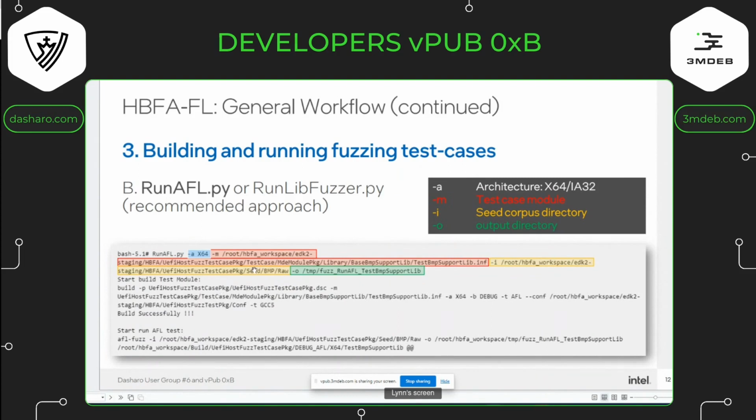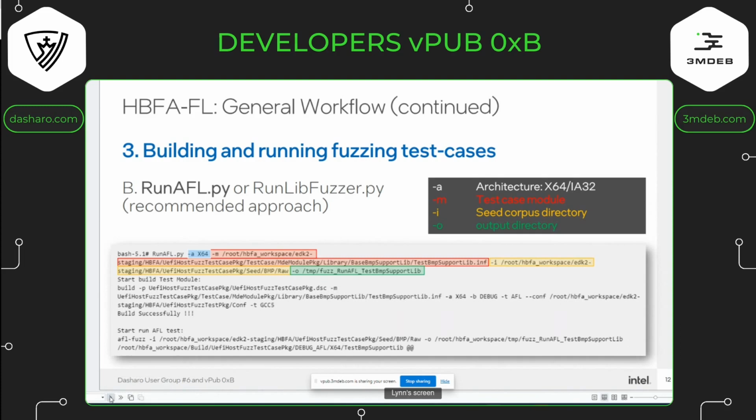So for those, it's just a simple pattern. You provide the architecture, you'll point to your test case module for your fuzzing harness, you'll point to your corpus, which you can see on the -i input, and then you'll point where you want your output. And in this case for AFL, it's going to have the traditional AFL output with the crashes folder, queue, and other information. And basically, if you run this like this, it's going to invoke the fuzzer and things will be off and running for you.